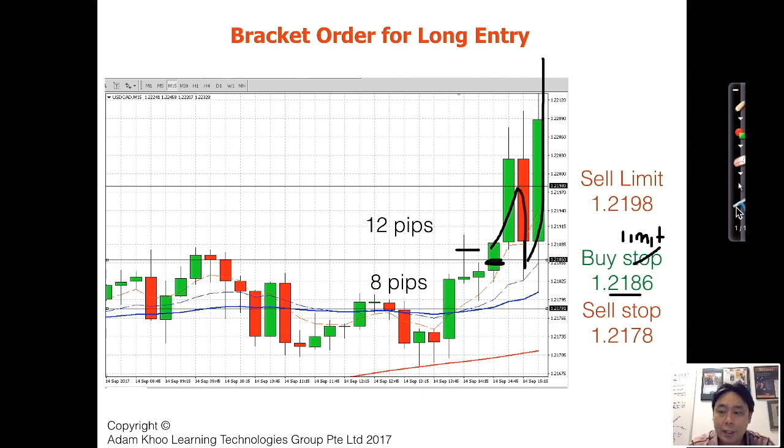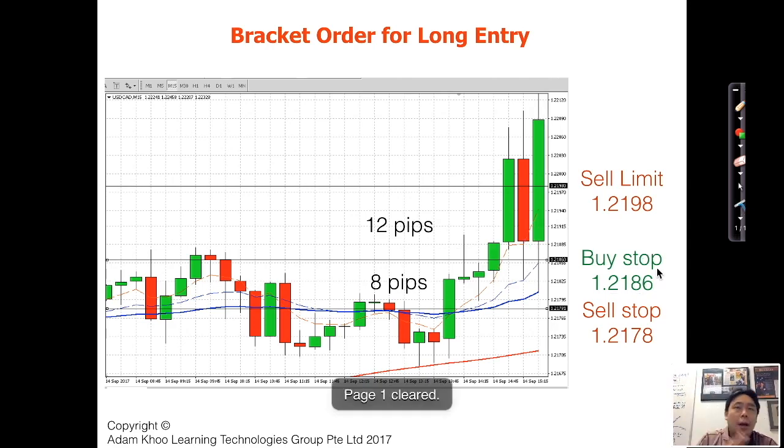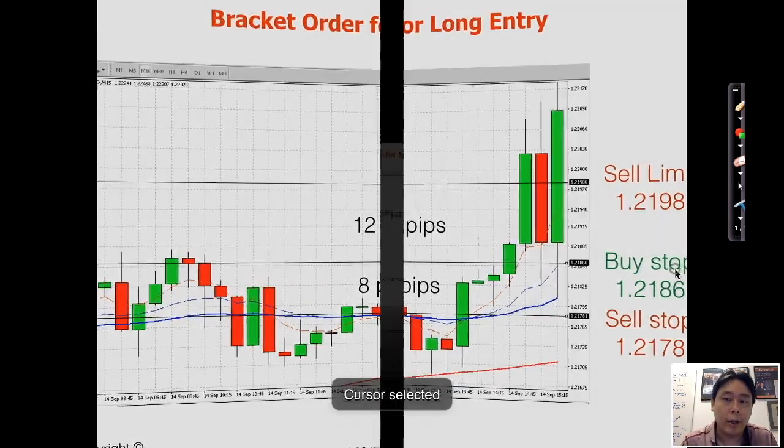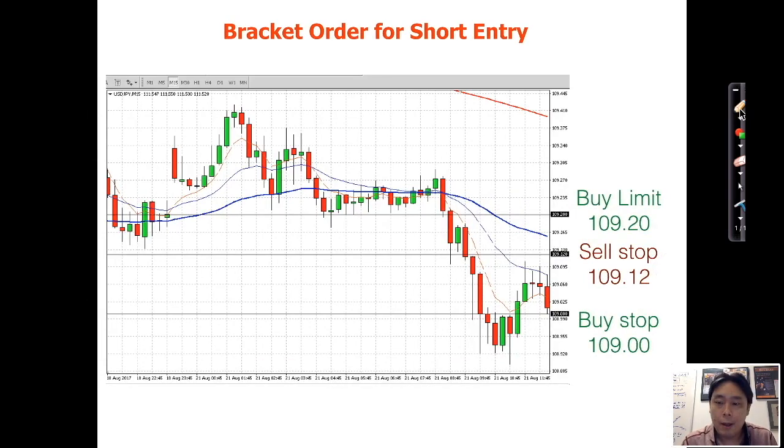Now, having said that, if the price has already moved by more than 7 to 8 pips, I don't intend to enter anymore. I'll just look for another trade. But only if I have missed it by 2 or 3 or 4 or 5 pips at the most, I would use a buy limit to get in. Hopefully, the price would retrace back. Now, the same goes for a short entry.